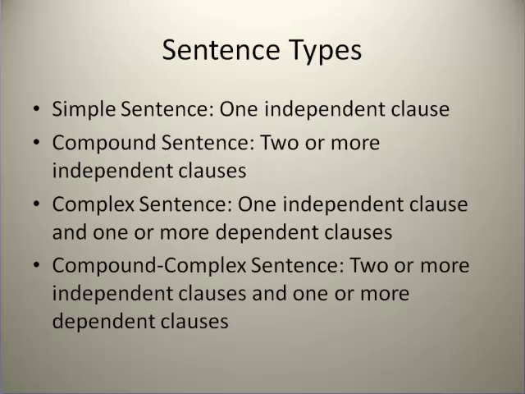Here are our 4 sentence types. The simple sentence has one independent clause. The compound sentence has 2 or more independent clauses. A complex sentence has one independent clause and 1 or more dependent clauses. A compound complex sentence has 2 or more independent clauses and 1 or more dependent clauses.